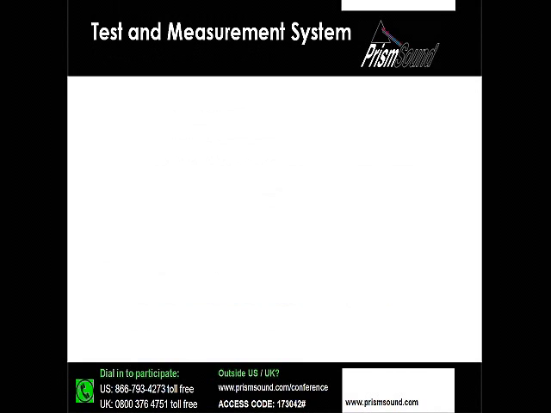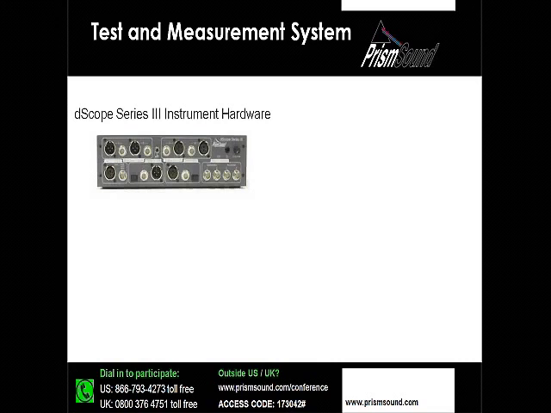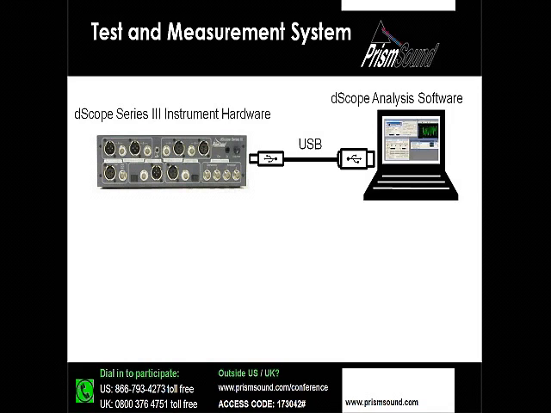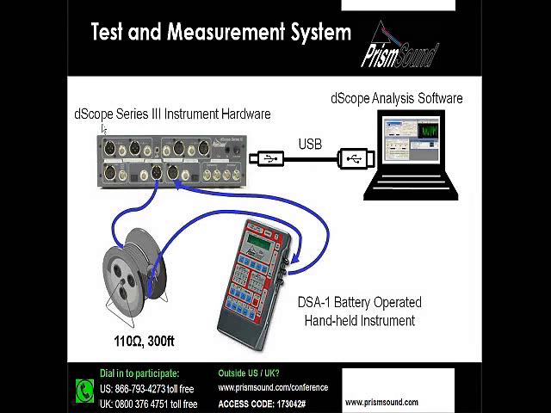Let's take a look at our actual setup here that I have on my bench. I've got a D-scope Series 3 digital and analog test system, which is married to a PC running the D-scope analysis software via USB. And then today, the device under test is just a 300-foot spool of AES cable at the correct impedance, 110 ohms.